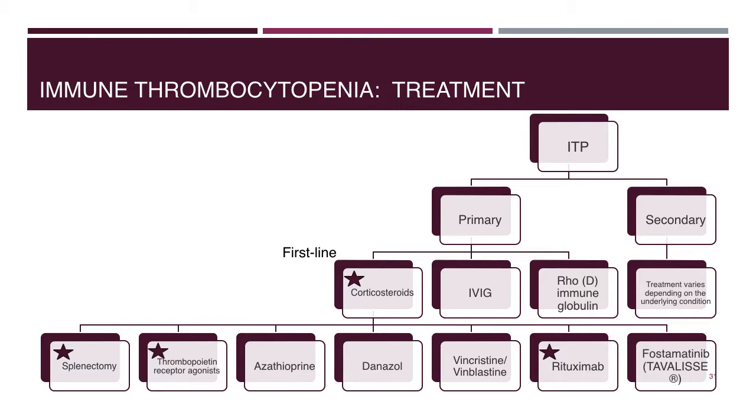This is an overview of what we've gone through so far and what the patient has gotten. And so he's gotten first line therapy of corticosteroids. He's also tried splenectomy, thrombopoietin receptor agonist, and rituximab.